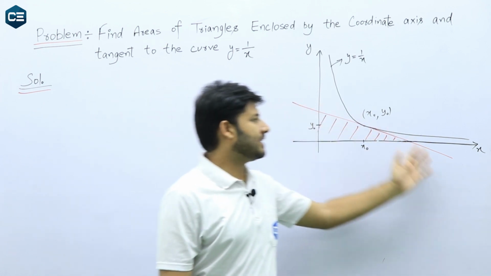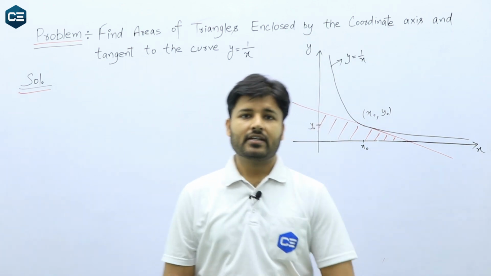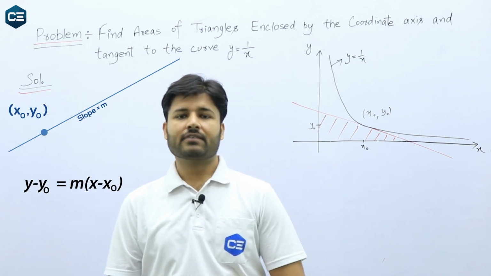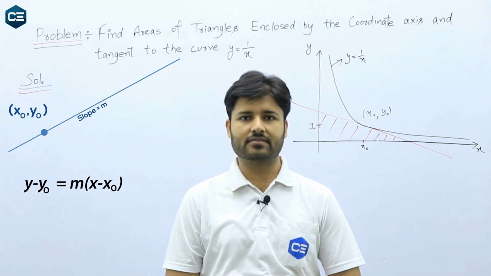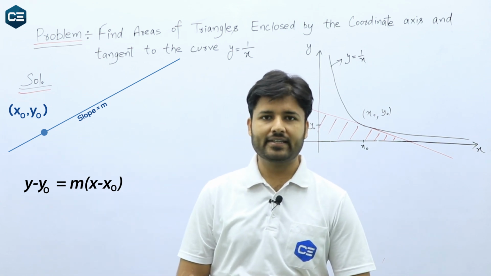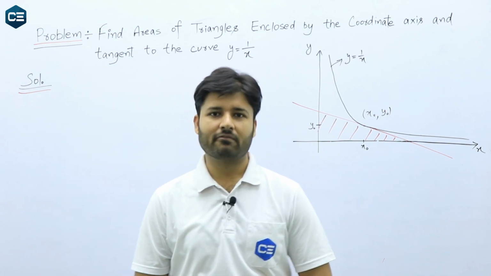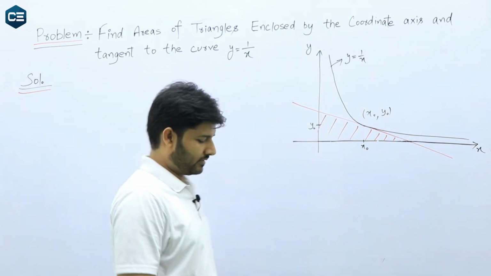So let's talk about the tangent line. How do we find the tangent line? If we are given any point and the slope of a line, then we can find its equation. If the slope of a line is m and the fixed point through which it passes is x0, y0, then the equation of the line is y minus y0 is equal to m times x minus x0. We'll use this here to find the equation of this tangent line. So be with me.